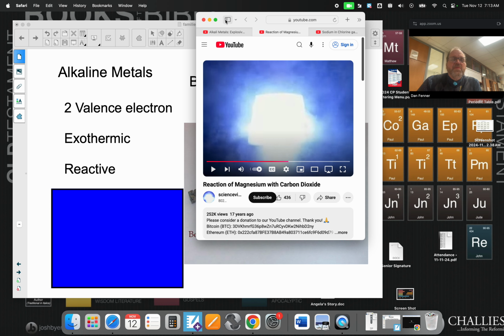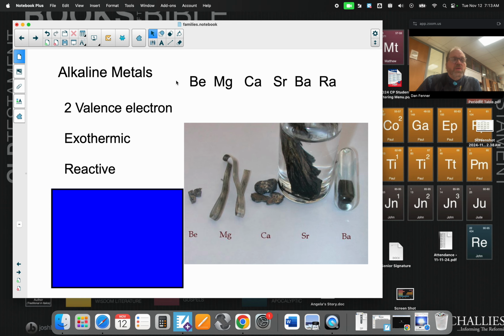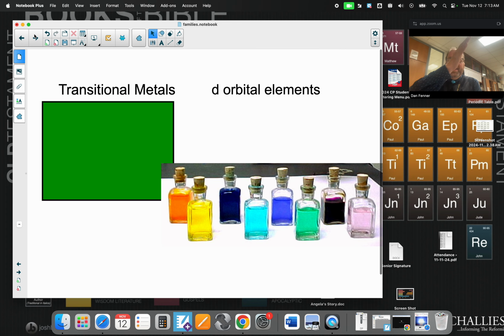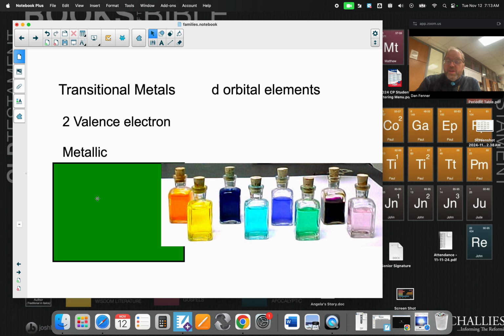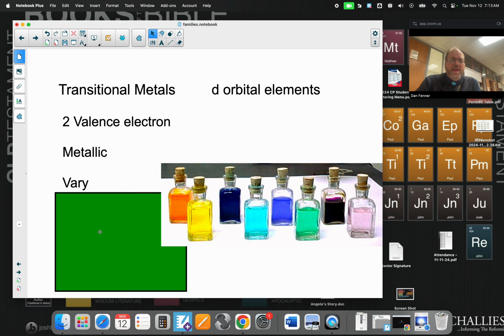Here we go. Let's stop that one right there. So that's alkalines. Now we're going to do the next, the D set. The D orbitals do have 2 valence electrons, but they have a lot of stuff going on underneath. Remember, they're filling in the D underneath there. They're all metallic. They're all metals. And they vary from there because there's a huge range. So we really can't get many characteristics that are consistent through that.